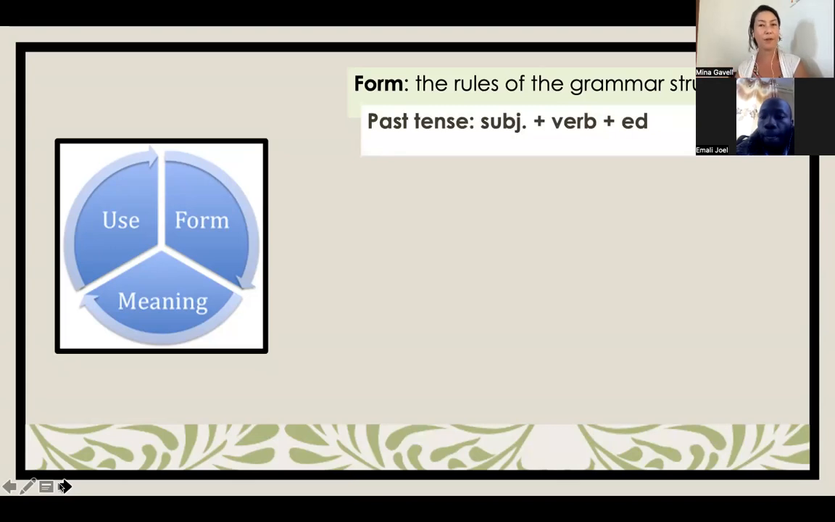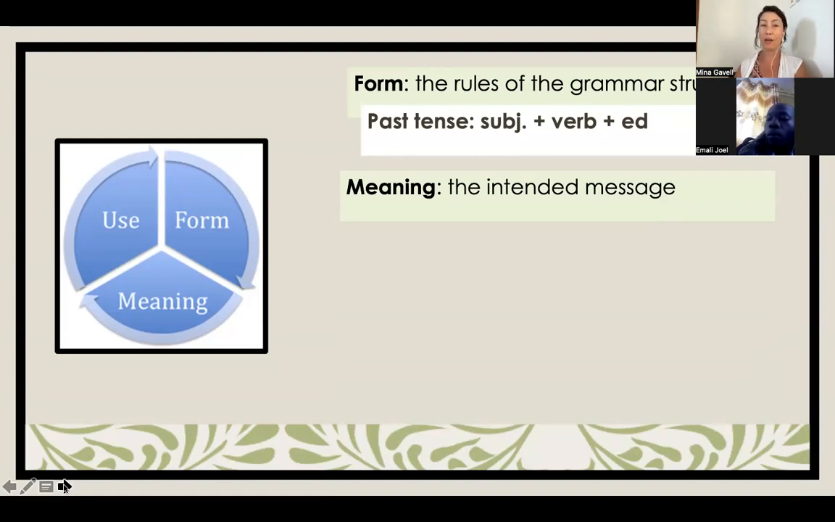So for example, if we're teaching the past tense, we have subject plus verb, and we add -ed if it's a regular verb. So this is something we might put up on the board for our learners, and something that we might then practice and then test to see if they can form past tense verbs.